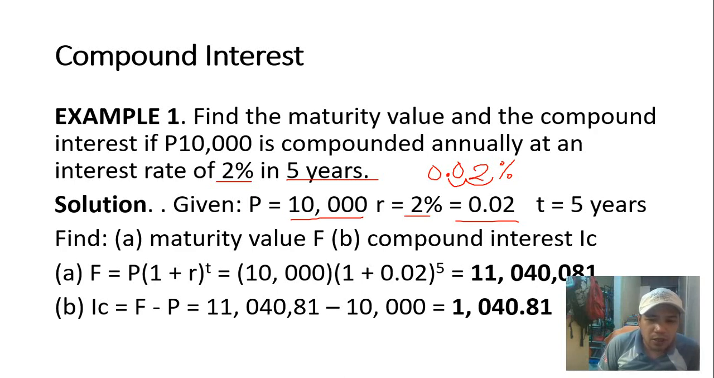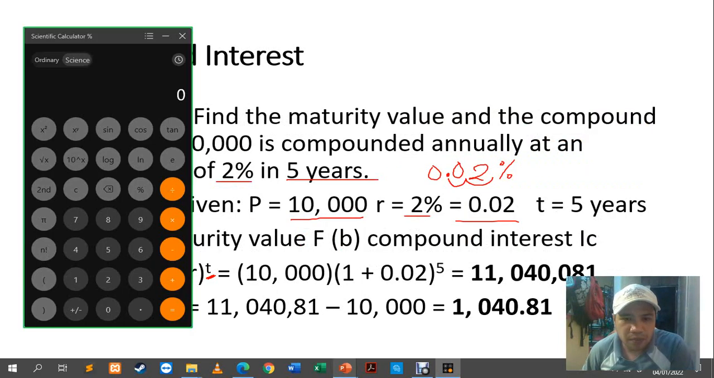We had a recall for the exponent because the time is in exponential form. So, F is equal to P times the quantity 1 plus R raised to T. So, 10,000 times 1 plus 0.02 raised to 5 is equal to 11,040.81. Let's check.